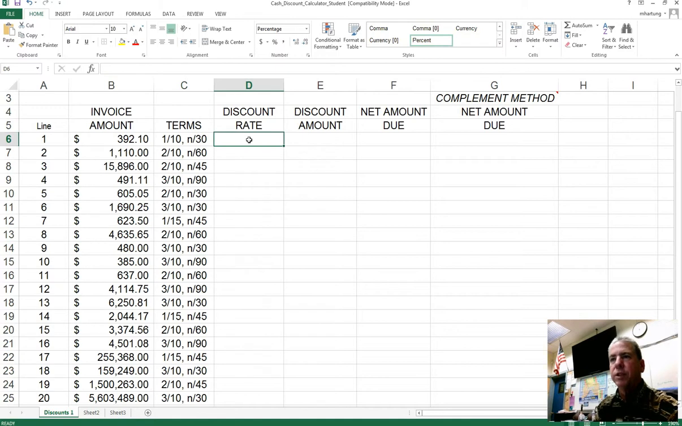Okay, so see if you can go through and fill in the discount rate for each one of these. I'll do the first one for you. Terms are 1%, 0.01. If you want, you can increase those decimal places. But generally, 1 decimal place is going to be okay with these. So there's our discount rate. So at this point, go ahead and pause the video and see if you can fill in the discount rate for each of these invoices.